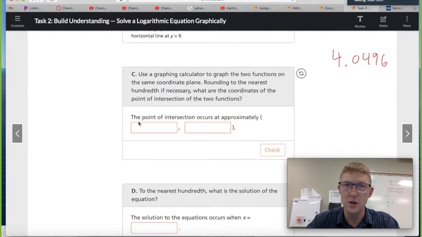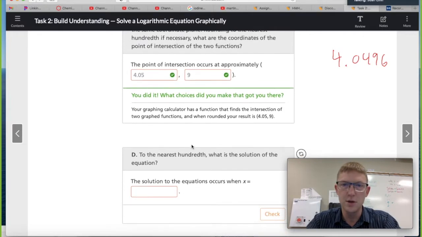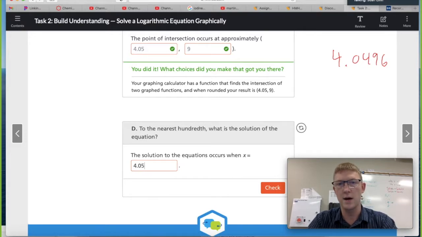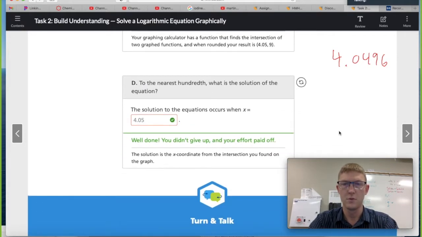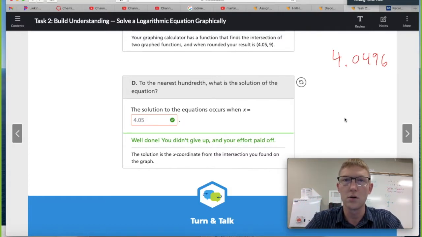The point of intersection occurs at approximately, to the nearest hundredth if necessary. So the x was 4.05 and y equals 9. Yay. To the nearest hundredth, what is the solution of the equation? The solution of the equation occurs when x equals 4.05. So when those two lines intersect is where our answer is.